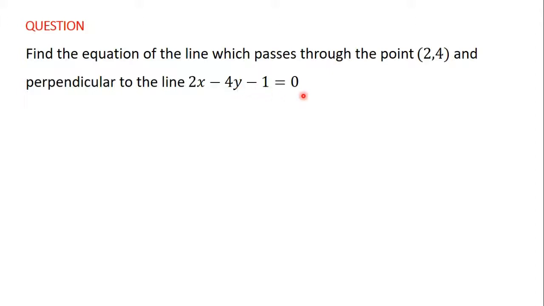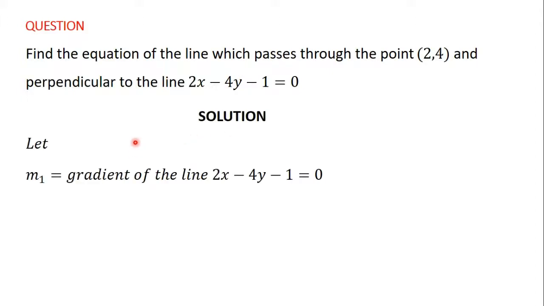We have learned that if two lines are perpendicular to each other, then the gradient of the first line times the gradient of the second line is equal to minus 1. So if we're able to find the gradient of the line 2x minus 4y minus 1 is equal to 0, and we multiply it by the gradient of the line that passes through the point 2, 4, we are going to get negative 1. With that, we can find the gradient of the line that passes through the point 2, 4. With the gradient and the point 2, 4, we can then find the equation of the line.